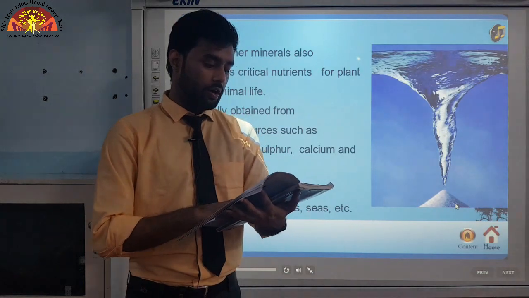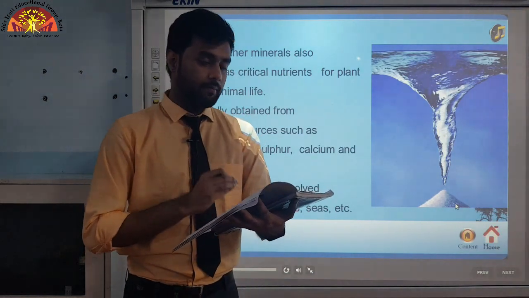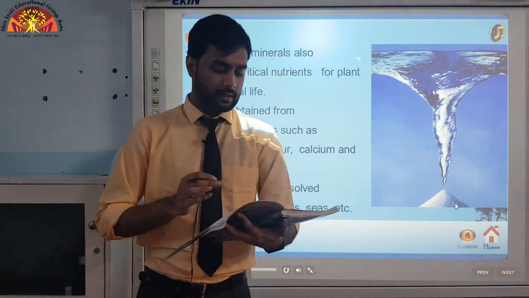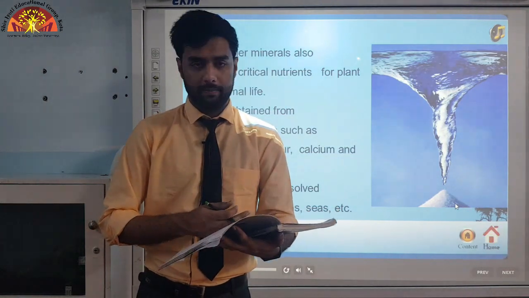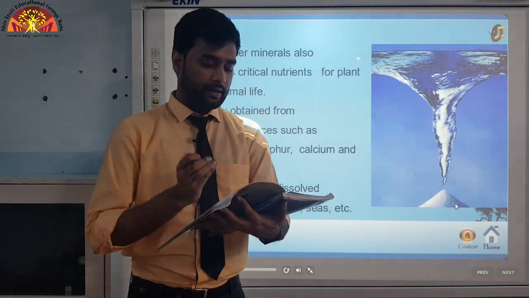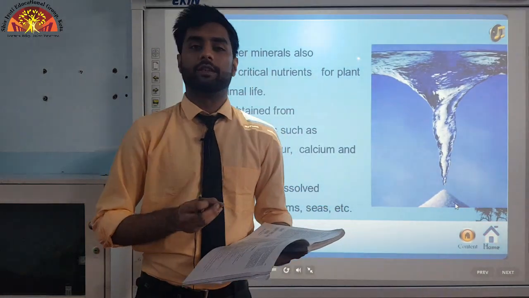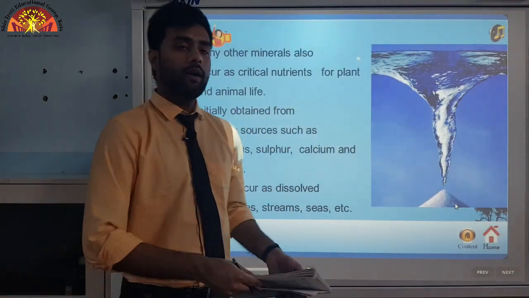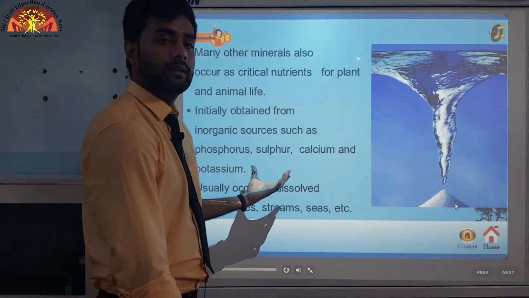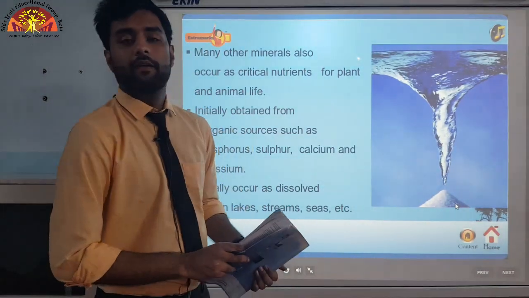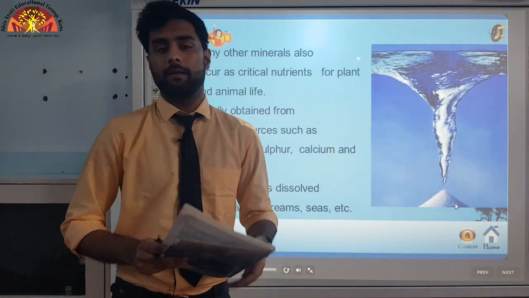Now, all living organisms fulfill their mineral requirements from mineral solution in their environment. Other animals receive their material needs from the plants and animals they consume. After the death of living organisms, the minerals are returned to the soil and water through decomposition and flow. Same thing is happening here. What? That we are utilizing these chemical compounds such as phosphorus, sulfur, calcium and potassium. We are using them, plants are using them as well as animals are using them.